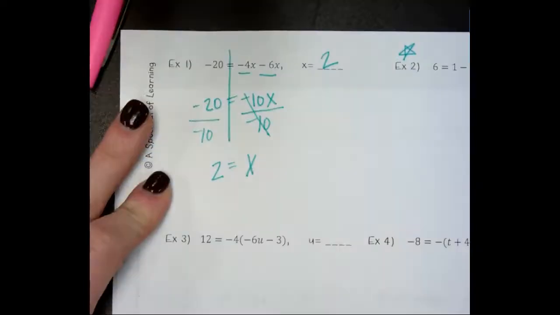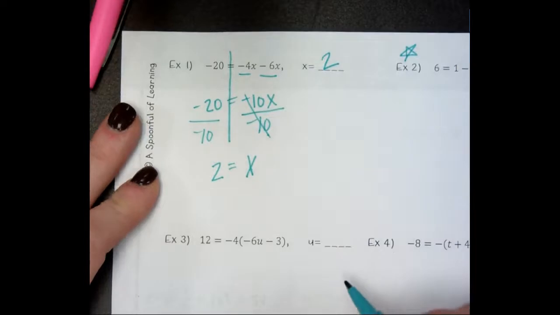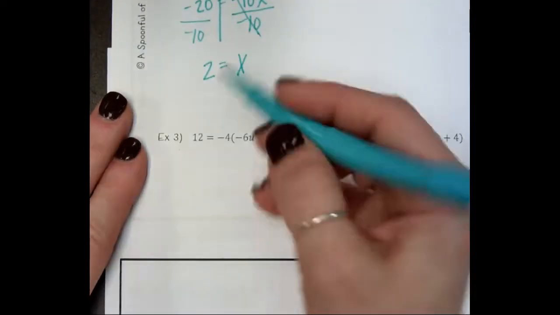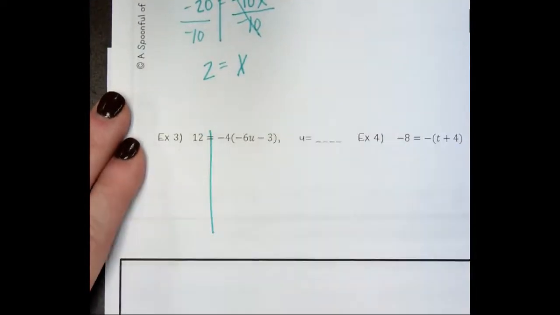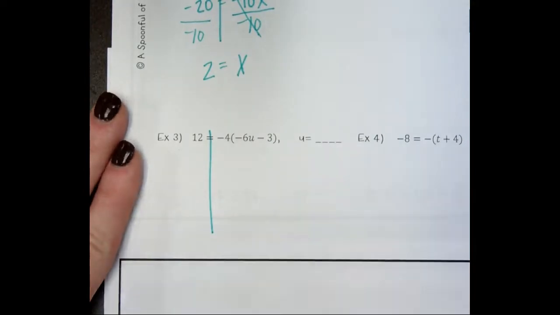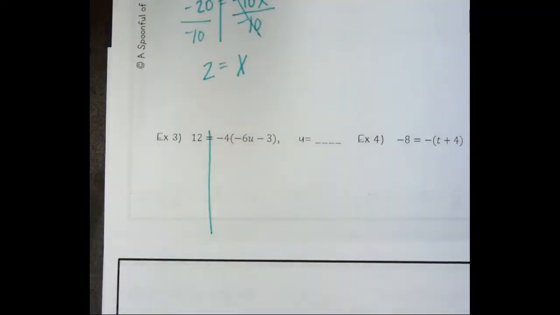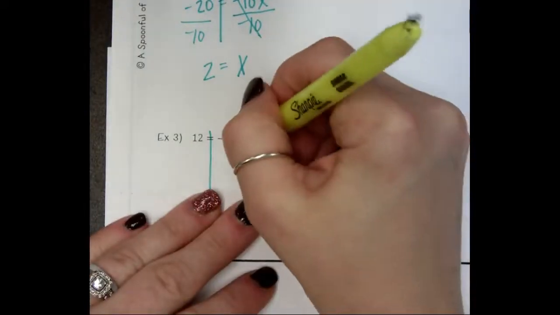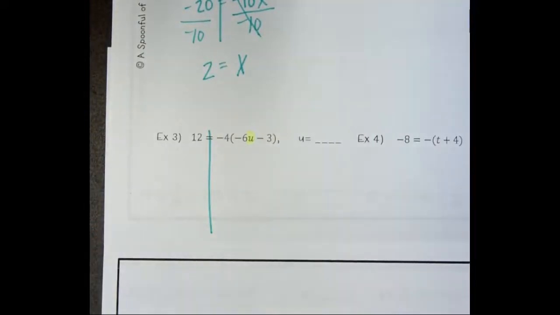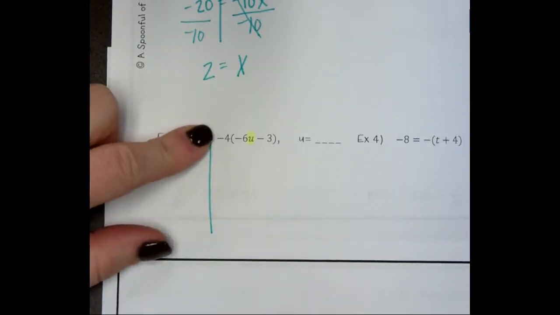So put a star next to that one. All right, I'm going to come and do number 3. So, here we go. I'm looking for my letter. My letter is U. Now, I didn't do this last time, but I frequently like to highlight the letter that I'm solving. Kind of helps me stay focused. My goal is to get that letter all by itself. So I have this negative 4 out in front. I have a couple options here.